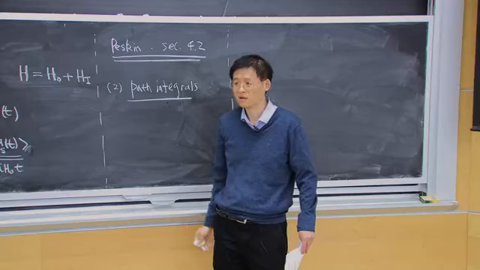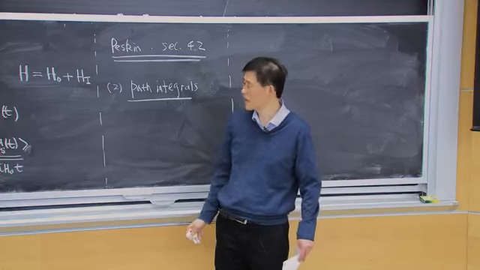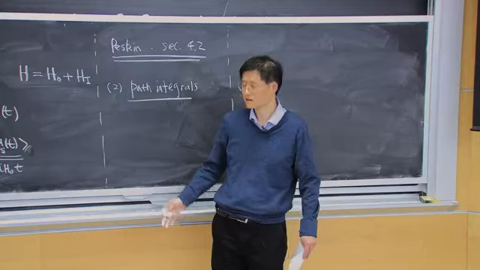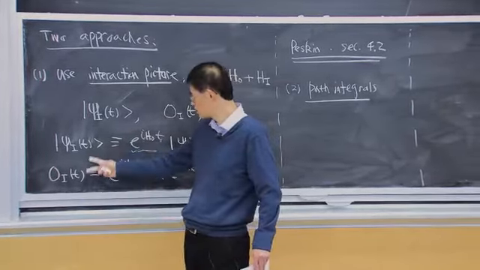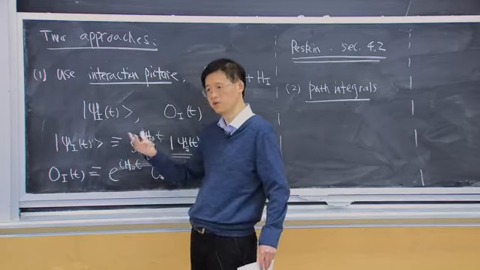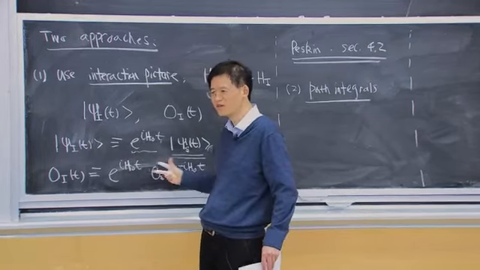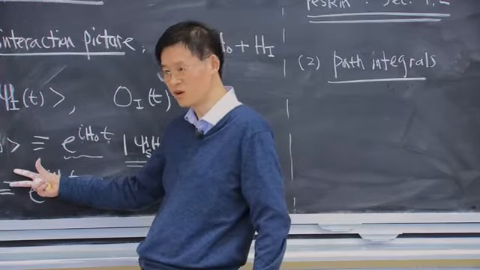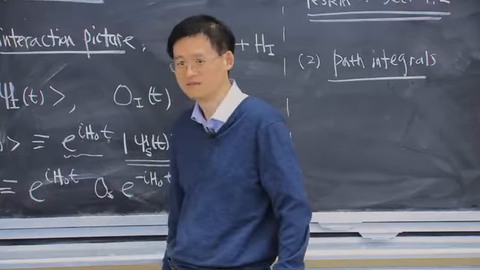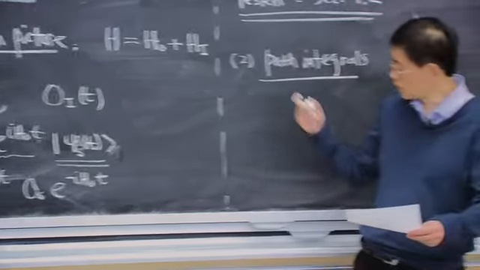Yes, you have a question? In the interaction picture, why do both the state and the operator evolve according to H naught? Shouldn't the state go according to the interaction? Just by design. I just define them this way. It turns out the quantity defined this way is actually convenient for doing perturbation theory. So that's why I say there's a little bit of magic here. You have to introduce these kinds of unintuitive quantities, which turn out to be quite simple when you do perturbation theory. Okay, good. Any questions on this?